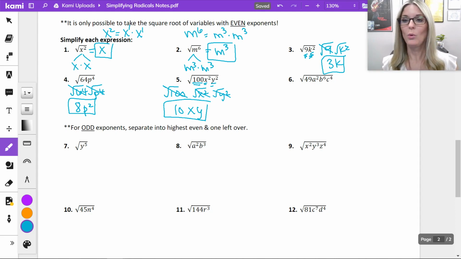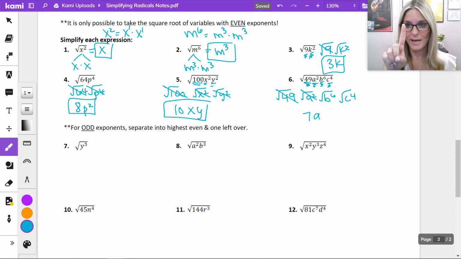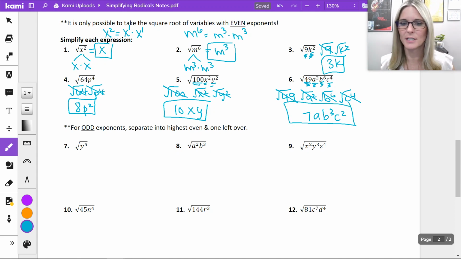Number 6, oh my, how many things do we have? We have the square root of 49, a squared, b to the 6th, c to the 4th. 4 things. For visuals, for our notes, going to write them all separately because we are going to take the square root of all of that. Square root of 49 is 7. Square root of a squared is 1a, a to the 1st. Square root of b to the 6th is b cubed. And the square root of c to the 4th is c squared. Again, notice how those exponents just got cut in half, and that goes back to our exponent rules where we have to add them together.